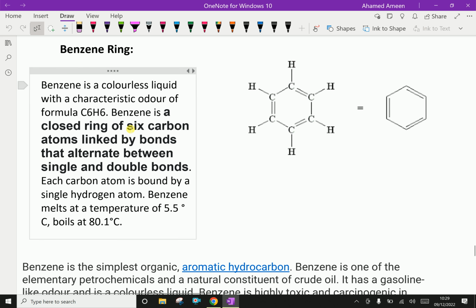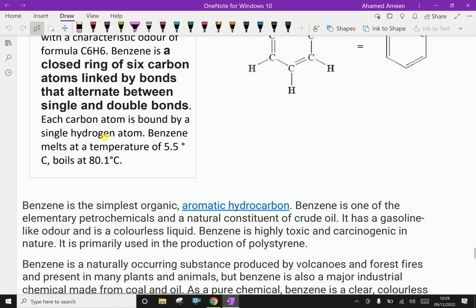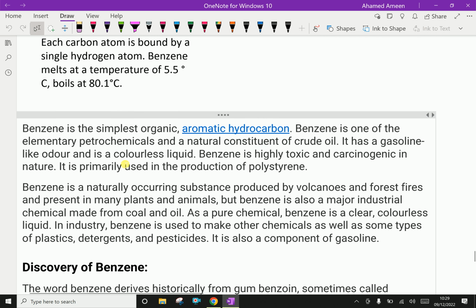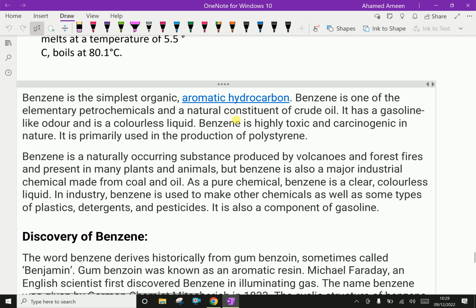Benzene is a colorless liquid with a characteristic odor and formula C6H6. Benzene is a closed ring of 6 carbon atoms linked by bonds that alternate between single and double bonds. Each carbon atom is bonded to a single hydrogen atom. Benzene melts at a very low temperature, that is 5.5 degrees Celsius, and boils at 80.1 degrees Celsius. Benzene is the simplest organic aromatic hydrocarbon.